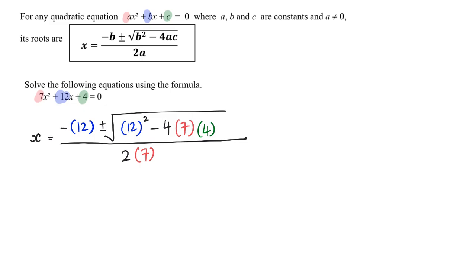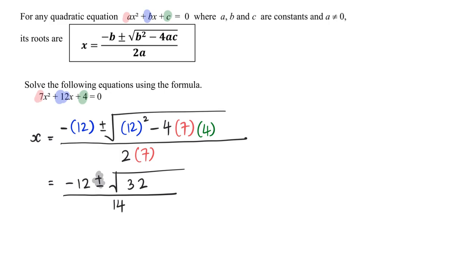After which, it is actually a good practice to just simplify it. This will be my negative 12 plus minus the square root of 32 divided by 2 times 7 is 14. And now, at this point, it is important for us to see that there is two answers. One is plus the square root, one is minus the square root. So you will see me writing this down.